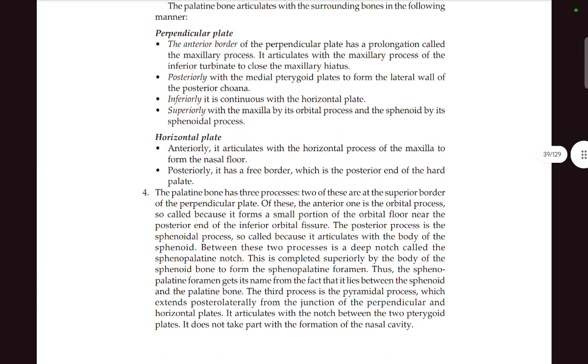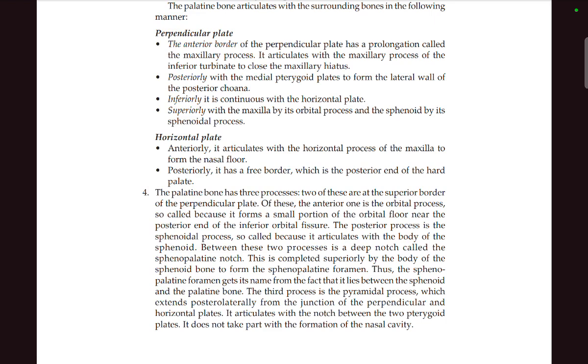Perpendicular plate. The anterior border of the perpendicular plate has a prolongation called the maxillary process. It articulates with the maxillary process of the inferior turbinate to close the maxillary hiatus. Posteriorly, it articulates with the medial pterygoid plate to form the lateral wall of the posterior choana. Inferiorly, it is continuous with the horizontal plate. Superiorly, it articulates with the maxilla by its orbital process and the sphenoid by its sphenoidal process.